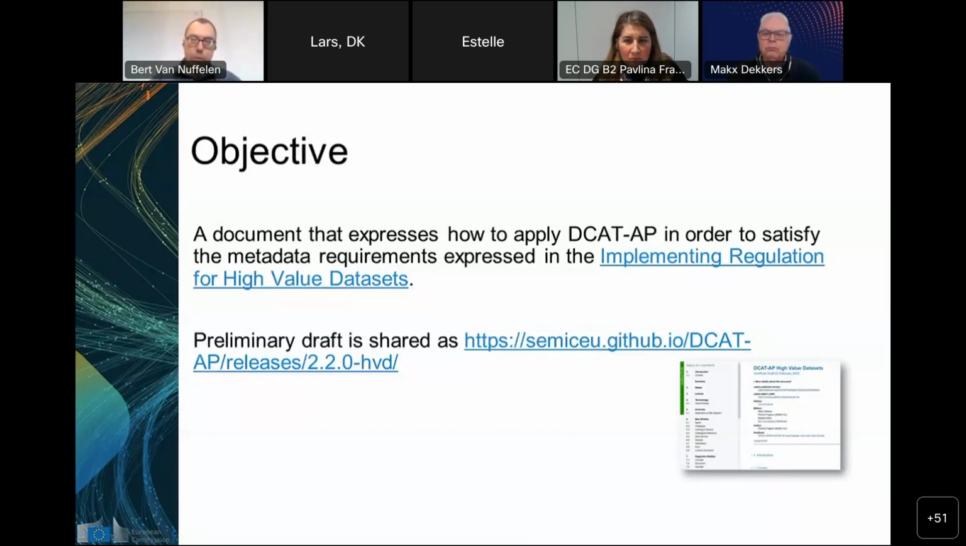The outcome of this work is a guideline, a document that expresses how DCAT-AP can be used to satisfy the metadata requirements expressed in the implementing regulation. In the reminder of this webinar, we shared a link to a preliminary draft. Here you see the link again. At the end, in the wrap-up, we will have a short tour around it so that you can have a shared, collaborative reading of it.